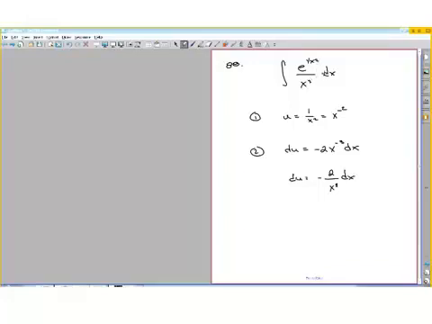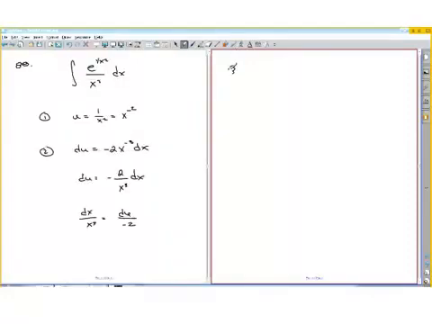So let's see what we have here. We have dx divided by x cubed. So let's solve for that. So dx divided by x cubed is just equal to du divided by negative 2. So for dx over x cubed, we're going to substitute du over negative 2. So that's the substitution we make.